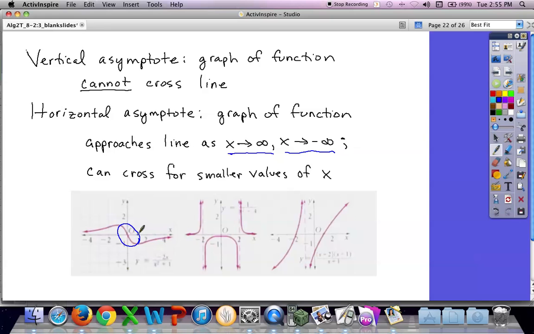It's clearly crossing the asymptote. That's okay, because by definition, it's the line the graph approaches when x is large, not when x is small, like in the middle of the graph.